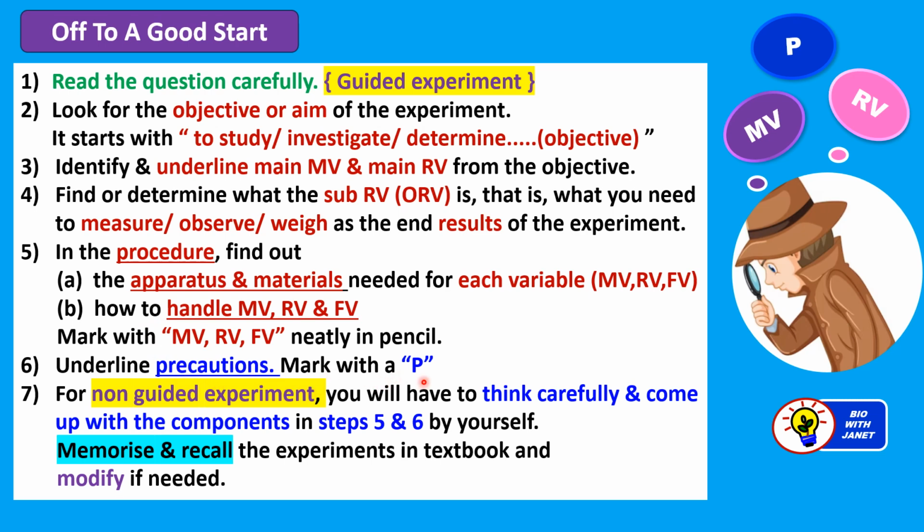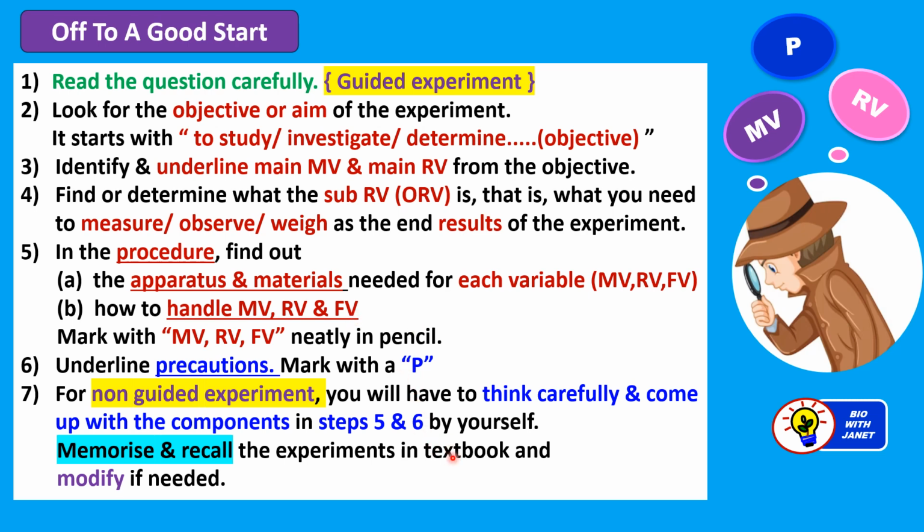Alright, so precautions are important to give us more accurate results. Next, if it's a non-guided experiment, take another deep breath and think carefully, and come up with the components in steps 5 and 6 by yourself. You have to think: what is the MV in this case? How am I going to handle it? What is the sub-RV? How am I going to handle it? What is the FV that I must keep constant?